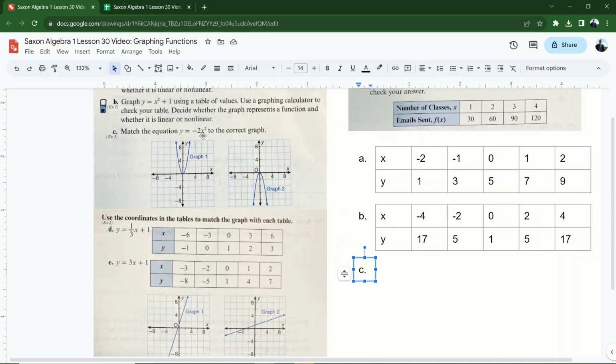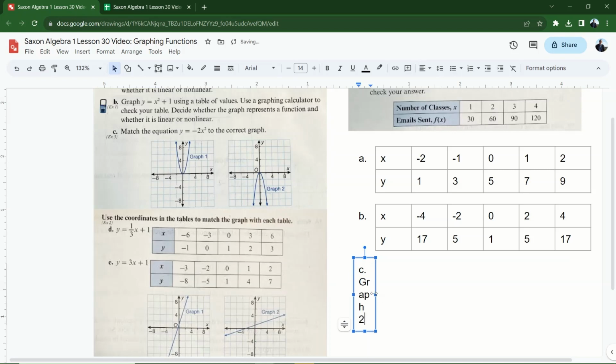What if I plug in 1, though? 1 squared is 1 times -2 is -2. So it should go through 1, -2. Looks like graph 2 is correct. Let's see what happens when I plug in 2. Notice that my x-axis counts up by 2. So where I have my cursor right now, that's where the 2 is. If I plug in 2, it's 2 squared is 4 times -2 is -8. Does this pass through 2, -8? 2, 4, 6, 8. Yes. So letter C is graph 2.